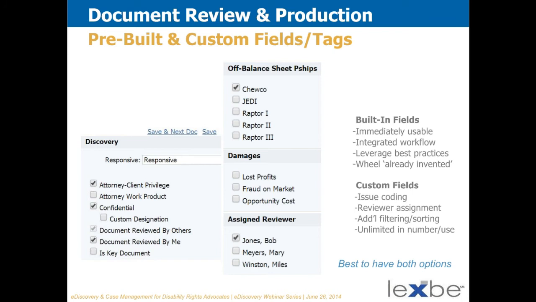We have pre-built and custom-based fields. The pre-built fields, of which there are hundreds, are on the left, like attorney-client privilege and work product, and are the ones that help you with your workflow. Then you can set up a number of custom fields on the right to do issue coding, and you have both in our system.